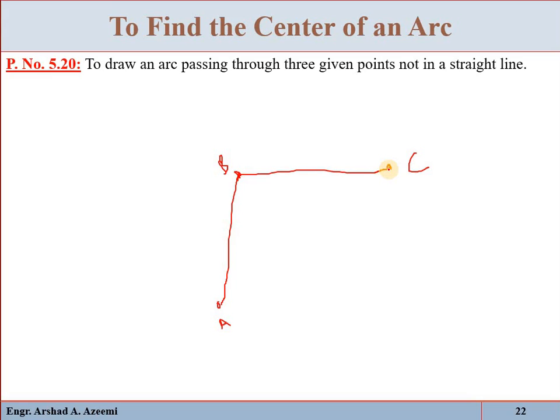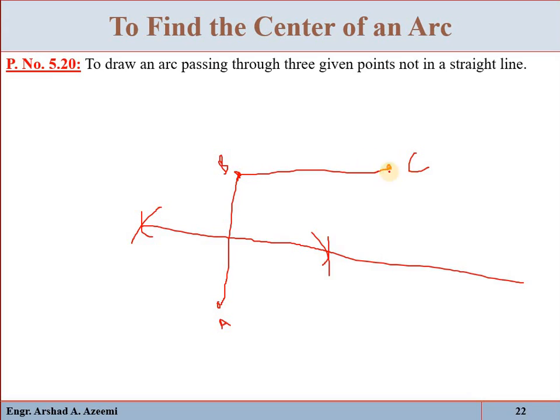Now draw the perpendicular bisector of AB and BC. So to draw the perpendicular bisector, open a compass greater than half of AB, and with center A, mark here an arc and mark here an arc. Now with the same radius and center B, mark here an arc and mark here an arc. Join these two. So this will be the perpendicular bisector of AB.